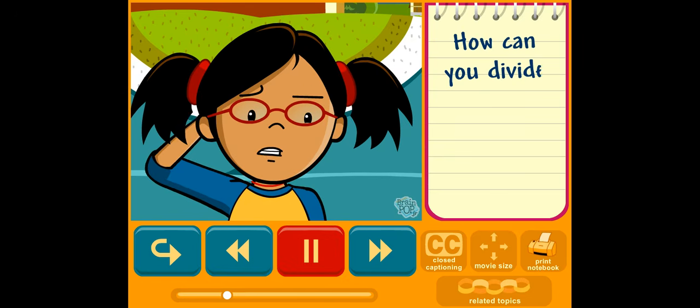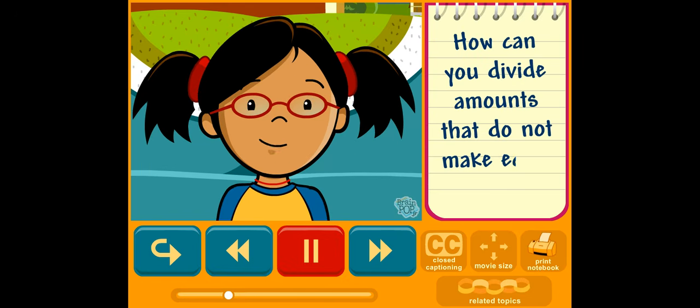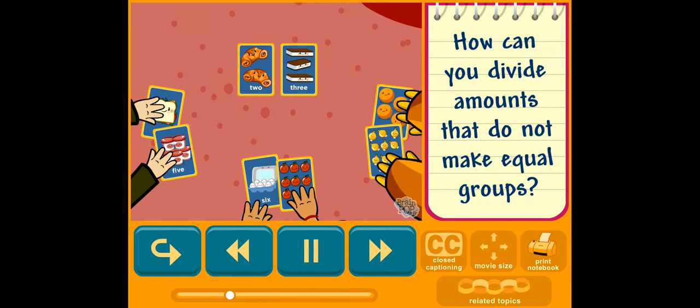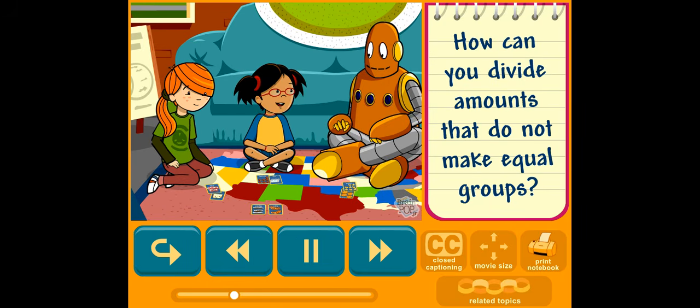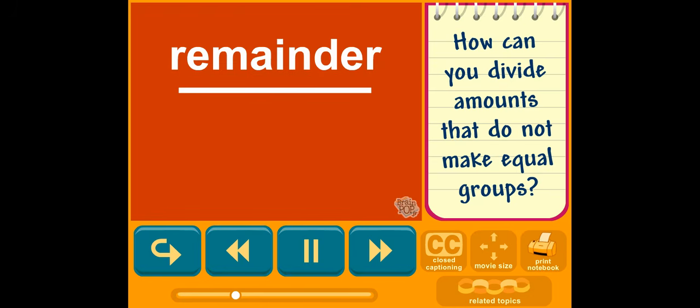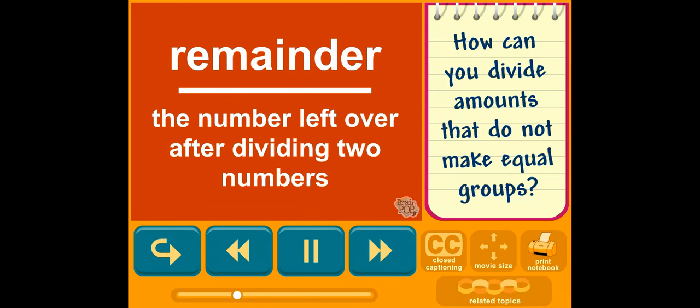How can you divide amounts that do not make equal groups? We each get 2 cards, but there are 2 left over. You can't divide 8 by 3 equally. The remainder is the number left over after dividing 2 numbers.